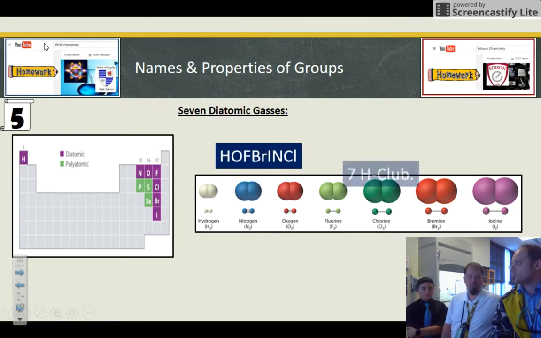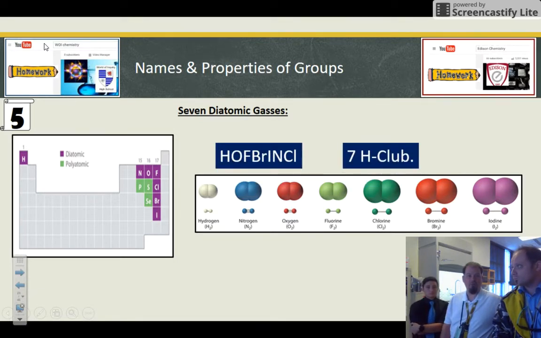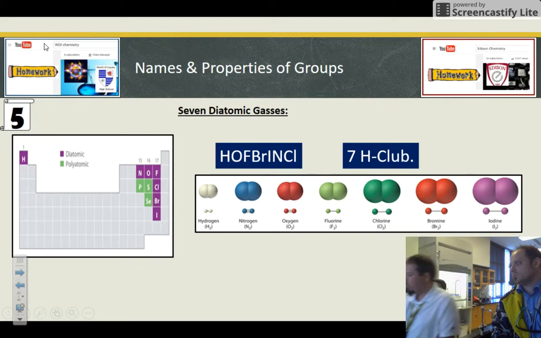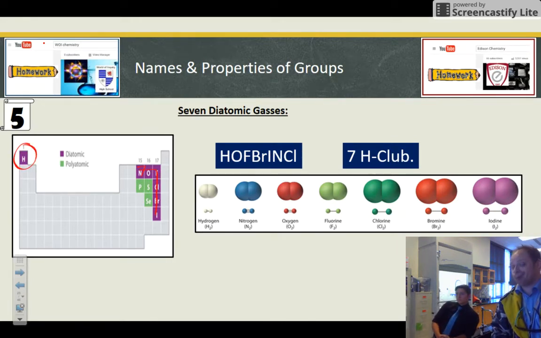There's 2 ways to remember. First is the acronym Hofbrinkel, which is literally all of the elements: H, O, F, Br, I, N, and Cl. And the other way is the 7H club. Let me just show you real quick. If you start at element number 7, which is nitrogen, you can make a 7 and then an H. So that is how we get what we call the 7H club. Crafty.